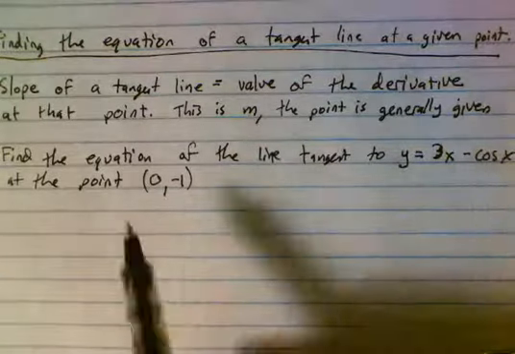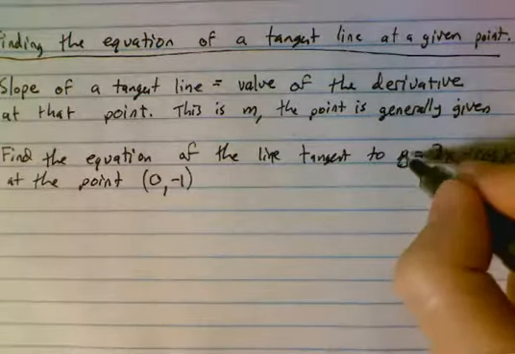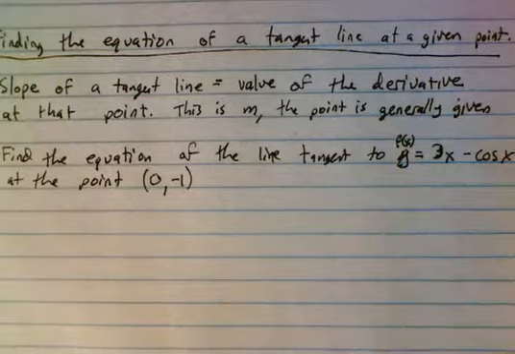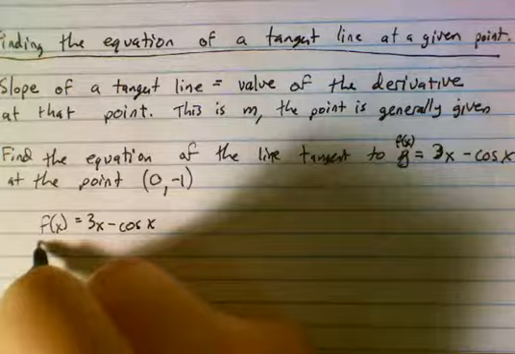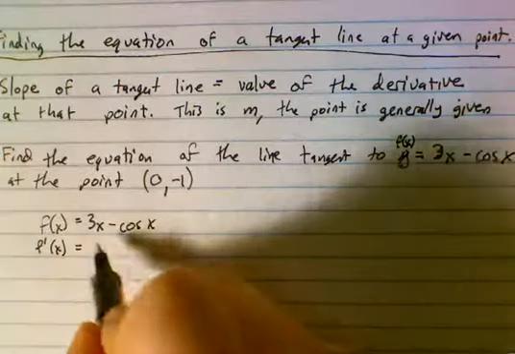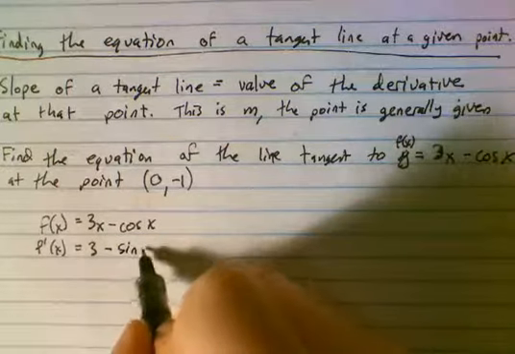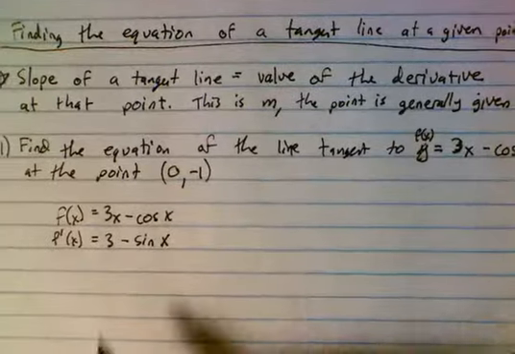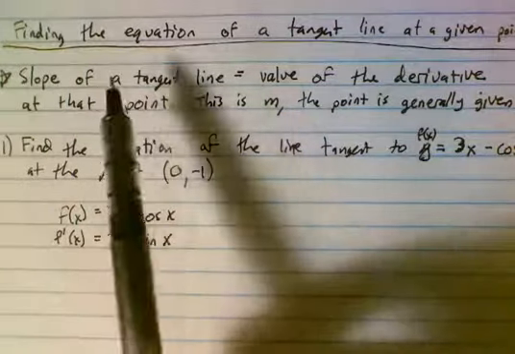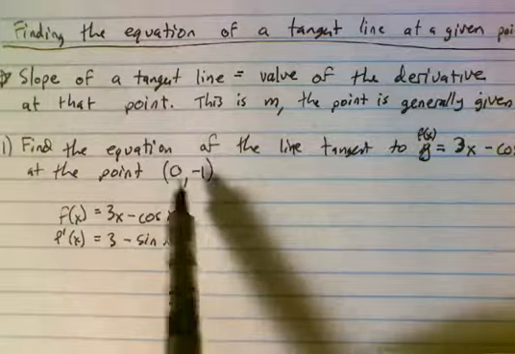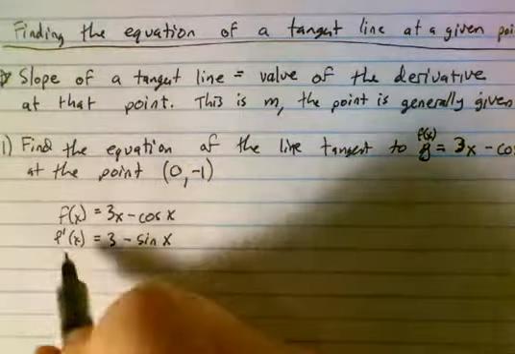So I'm just going to call this y. I'm just going to change that name to f of x, just for consistency with our notation. So I'm going to let f of x equal 3x minus cosine of x. I'll do the derivative. Derivative of 3x is 3. Derivative of negative cosine x is negative sine x. And now I want to find the slope of the tangent line at this particular point. So that just means I'm going to find the value of the derivative, not in general, but specifically at that point, specifically when x equals 0.